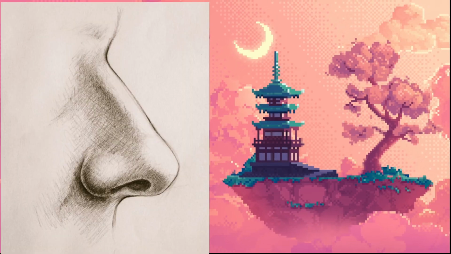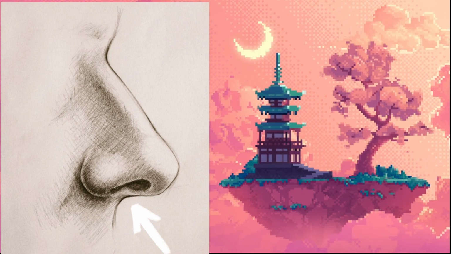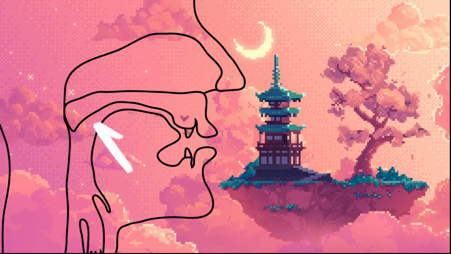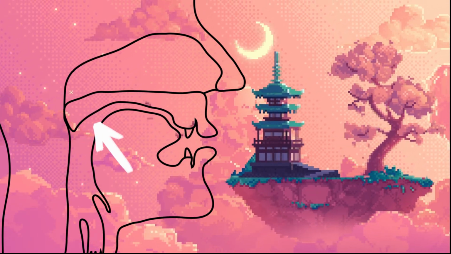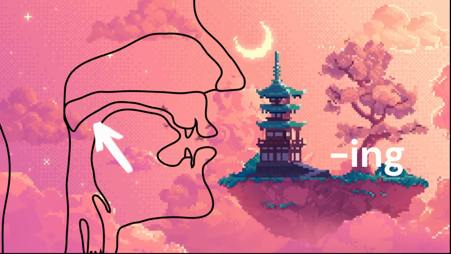Nasality refers to when the airflow passes through our nose, known as nasal sound, and this air is allowed to enter through our nose, closing the pass to our mouth with our soft palate. As an example, we have words that end in ing, where this feature is more remarkable.